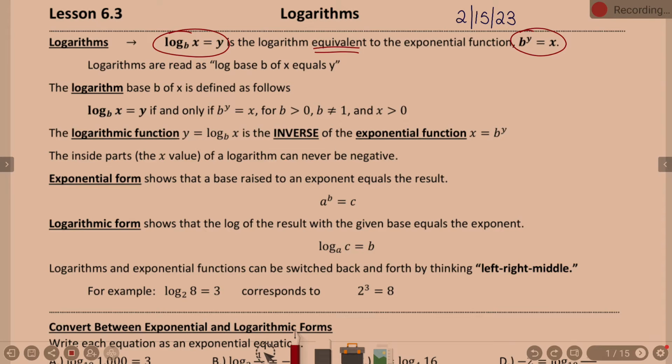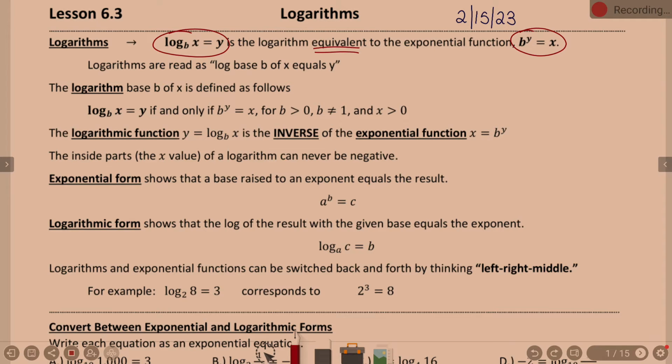It's read as log base b of x equals y. So when you see that, it is important that you mention the base because the base is not always the same. The part you'll probably care the least about is this part right here, but this gives the official definition. Logarithm base b of x is defined as follows. Log base b of x equals y if and only if b to the power of y equals x.